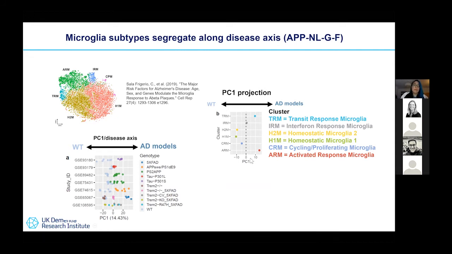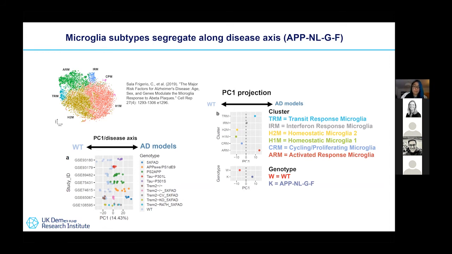We can also aggregate the data by the genotype, in this case, the wild type and the disease model. And we also observe a segregation along the disease axis when we project here in principal component 1. But this difference is not as strong as what we obtained when projecting the microglia subtypes.